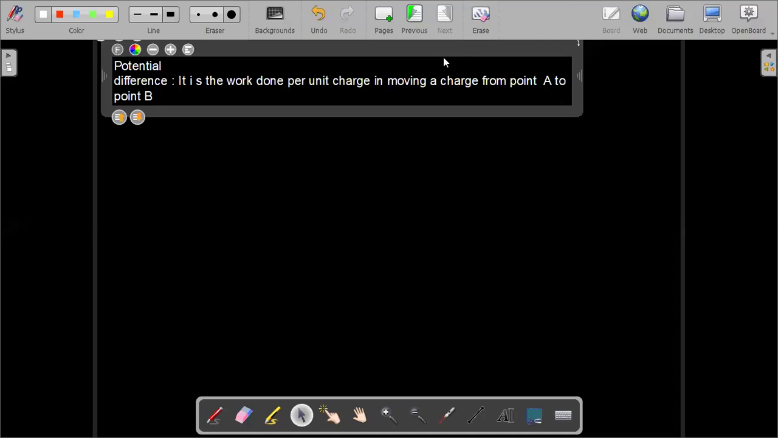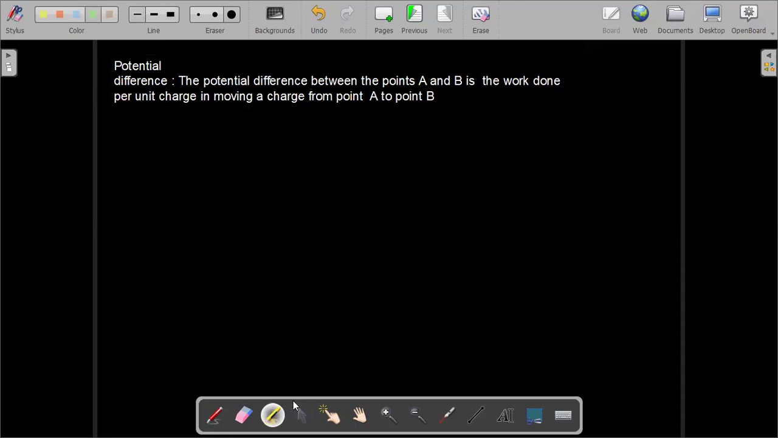I can also write the same thing. The potential difference between the points A and B is the work done per unit charge in moving a charge from point A to B. Just a similar thing which we drew in the previous diagram.